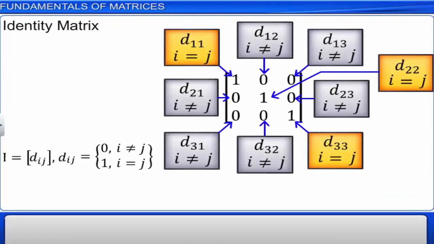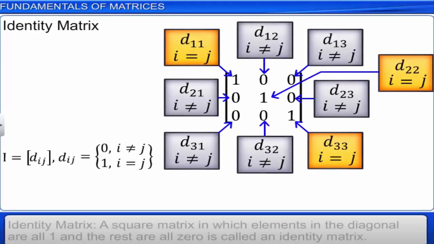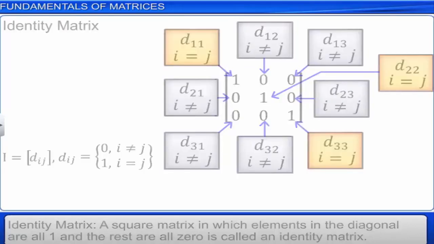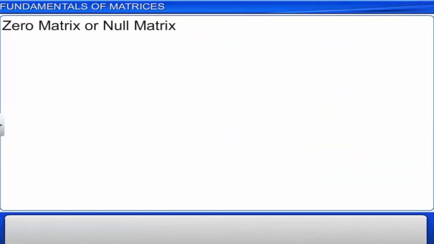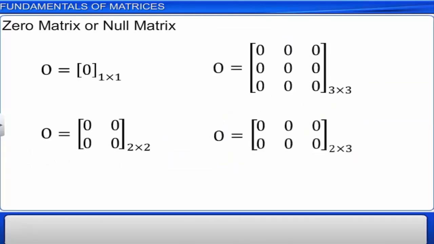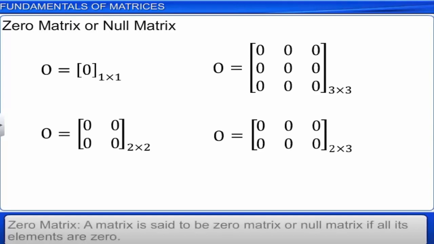The general representation is used to explore the example as shown. A square matrix in which elements in the diagonal are all 1 and the rest are all 0 is called an identity matrix. When every element of a matrix is 0, the matrix is called a zero matrix or null matrix.